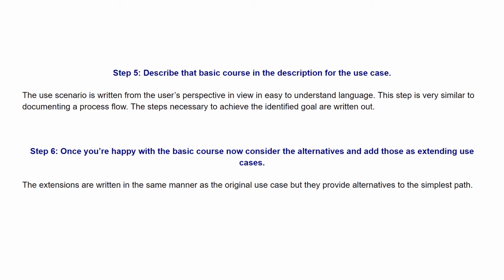Once you're done with the basic course, you are supposed to add on the alternatives and use that to extend the use cases. This will give a more whole use case scenario, and you will know exactly what will happen in different scenarios, so you'll be more informed. So if the basic thing does not happen, there's a possibility that this might happen or this might happen. And that's basically the 6 steps to use when making a use case scenario.